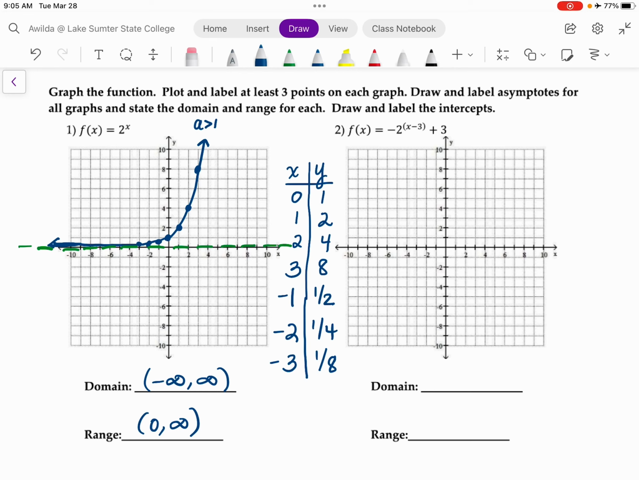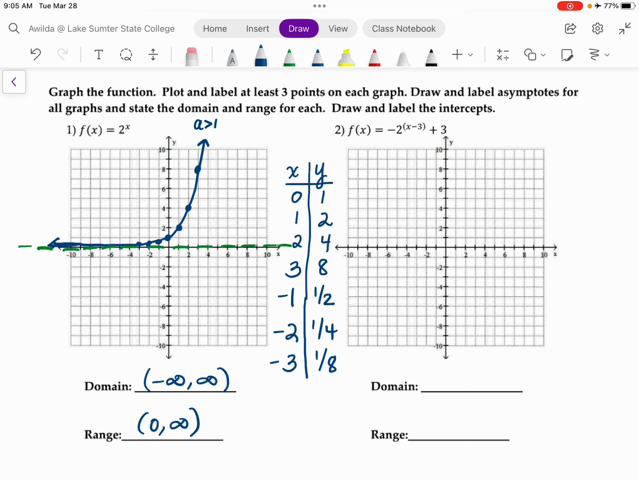In the next example, we will have a transformation of this very same parent function. We have f(x) is equal to negative 2 raised to the x minus 3 power and then plus 3. I see 3 transformations here, and it's very important to note that the base of that power is still a positive 2. We're just multiplying the entire power by a negative 1. Remember that the base must be positive.